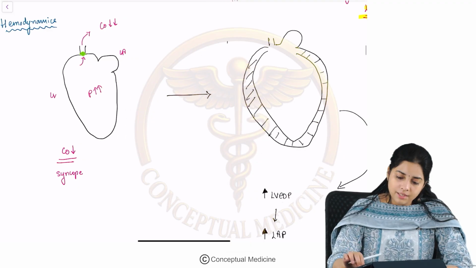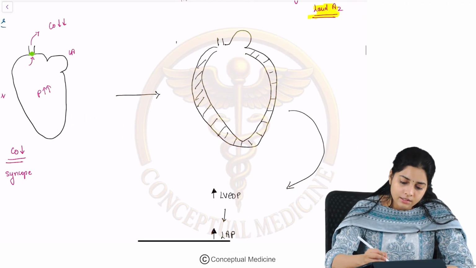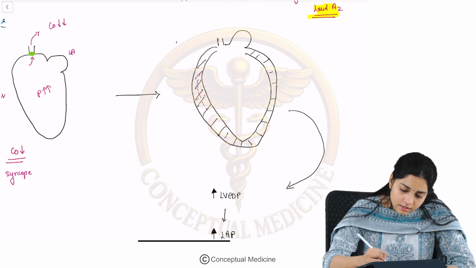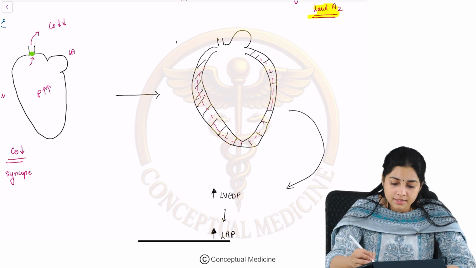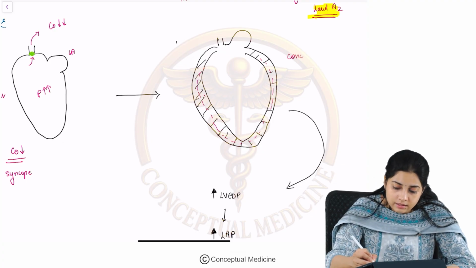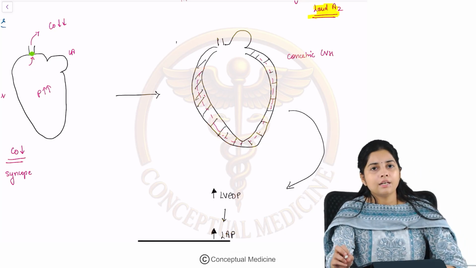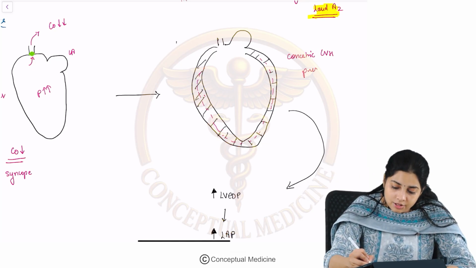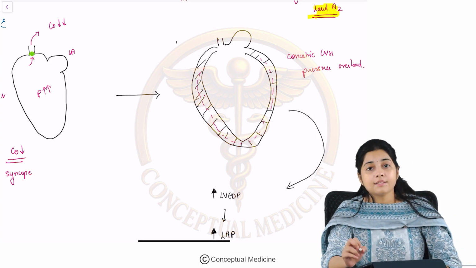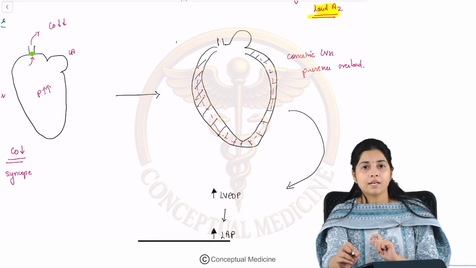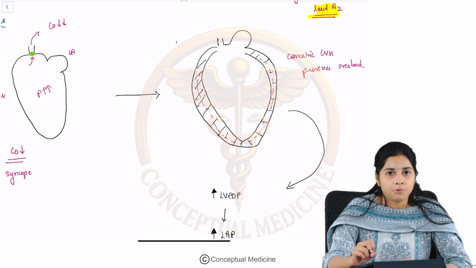Over the course of time, as the pressure in the LV begins to increase, what is the remodeling that happens here? The compensatory mechanism is that there is development of a concentric left ventricular hypertrophy because of pressure overload.